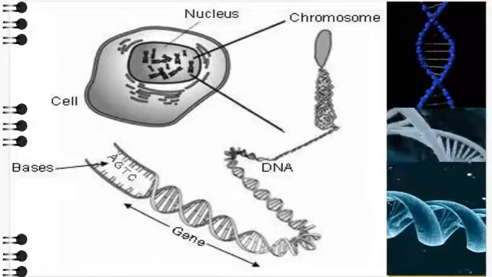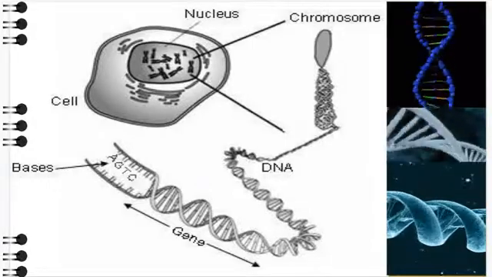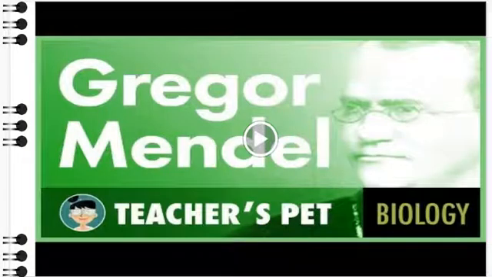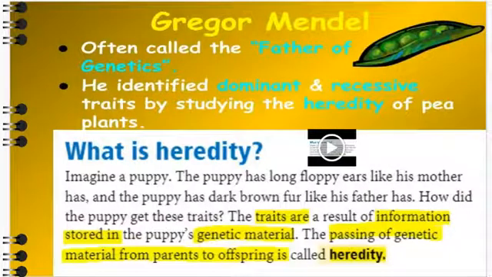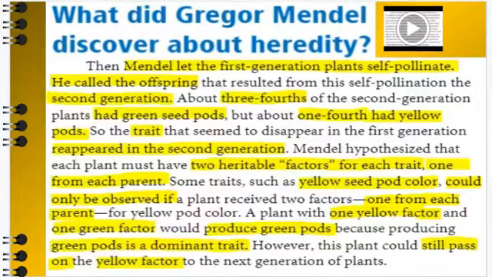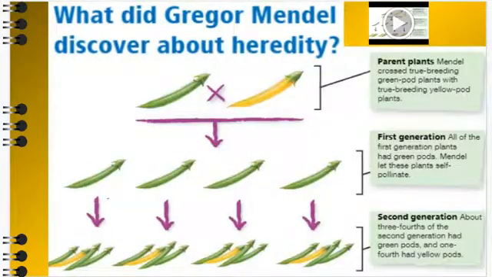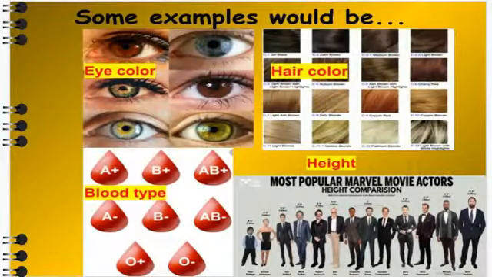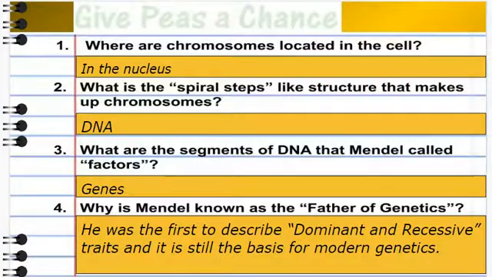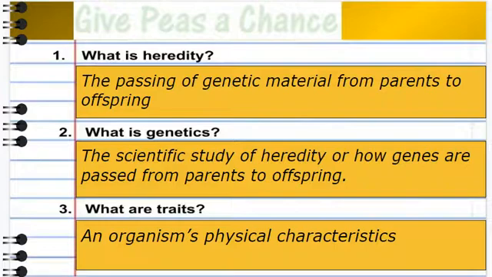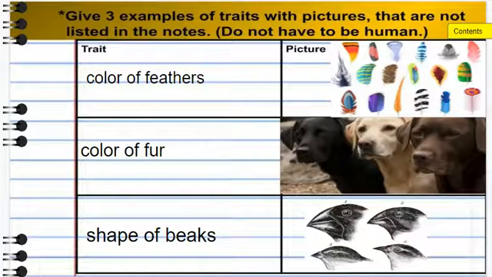Got the cell, nucleus, chromosomes, DNA, genes. Remember that order. Got the video about Gregor Mendel. Some stuff from the book. More stuff from the book. Really focused on Mendel on these notes and his crosses. Some vocabulary there. Examples of traits. And you had 3 slides where you had to fill in. Hopefully you did that. If you studied that stuff, probably did pretty well on my test.